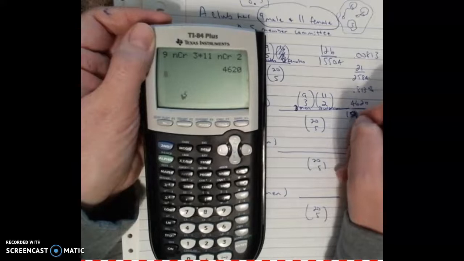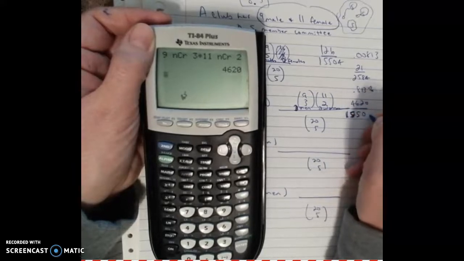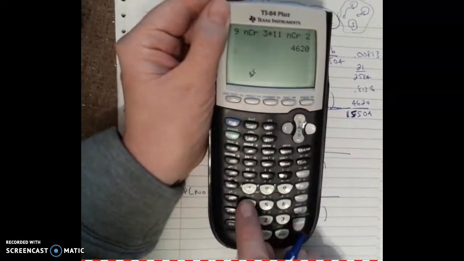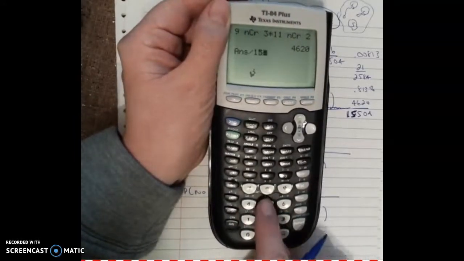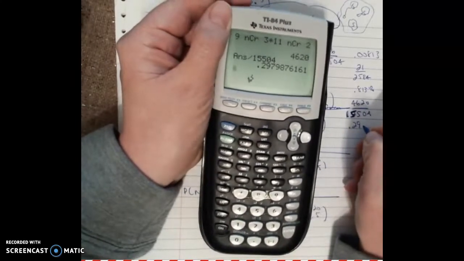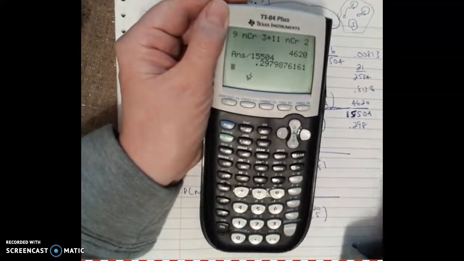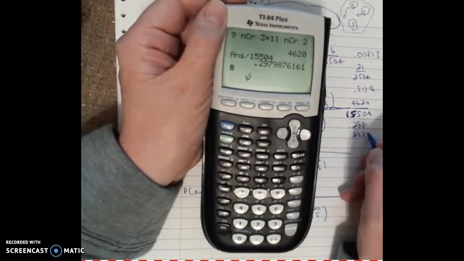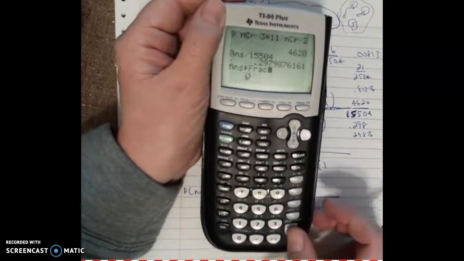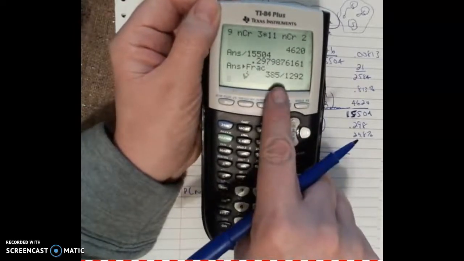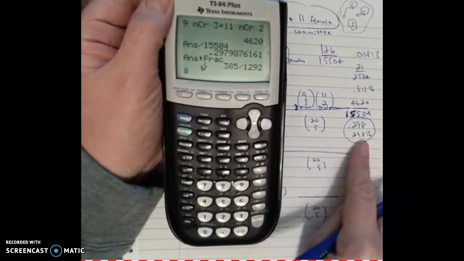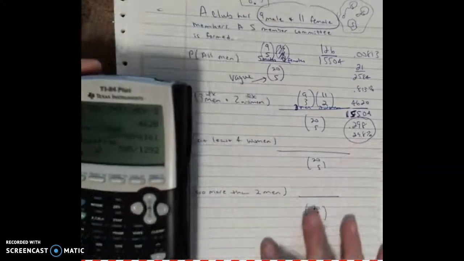So what was that? 15504. That's a 5. So again, I can take my 4620 divided by 15504, and I get 0.298, which is about 29.8%. And if for some reason my math lab wanted a fraction, I could do that, and I could get that too. So it just depends on what my math lab wants.